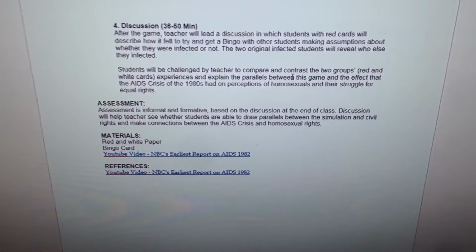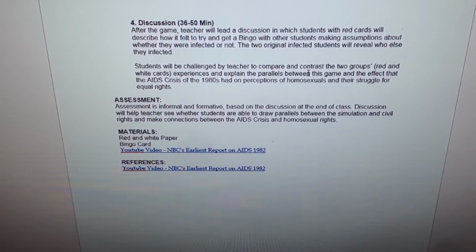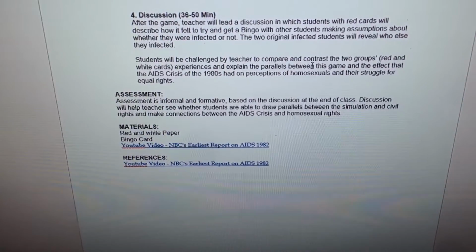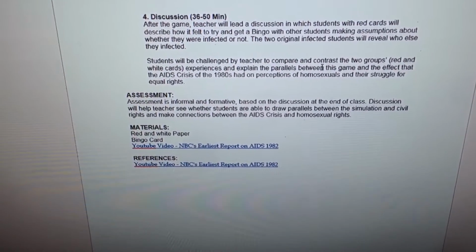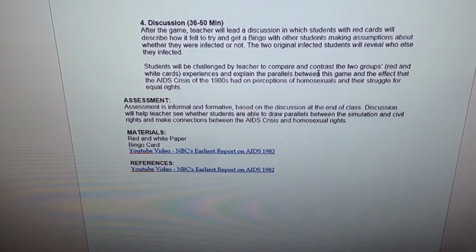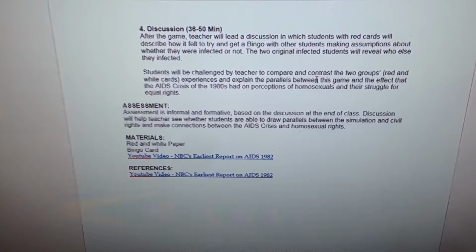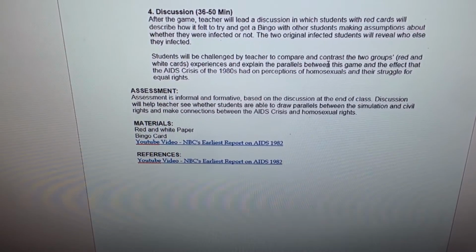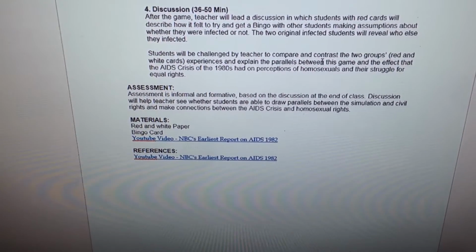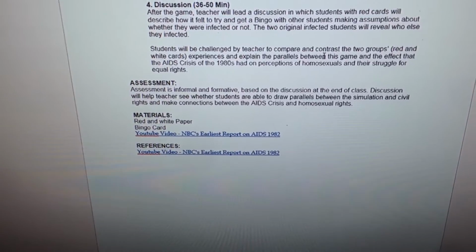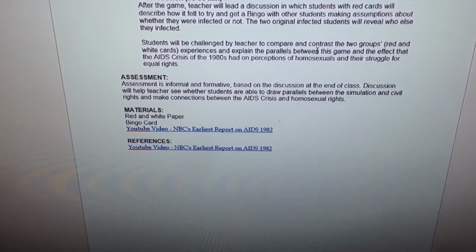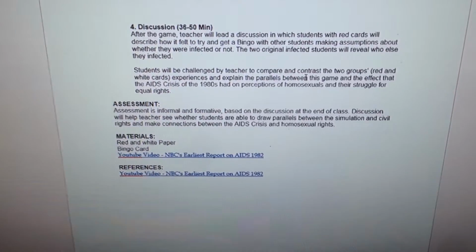Any assessment in this is informal. It's based on the discussion and me as the teacher perceiving whether the students are able to make the connection that I want them to make between the civil rights movements of the 1980s and the HIV/AIDS crisis at the same time. Materials-wise, it'll just be the video, the papers, and the bingo card, and that's essentially the only reference I'll need too.